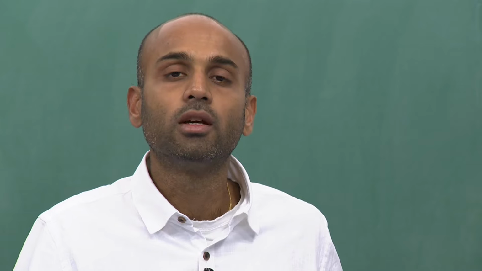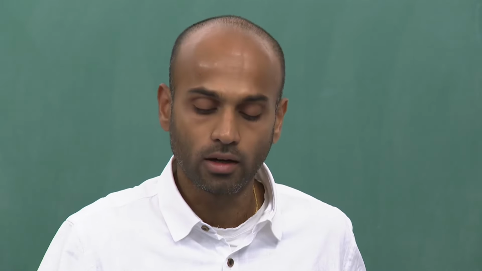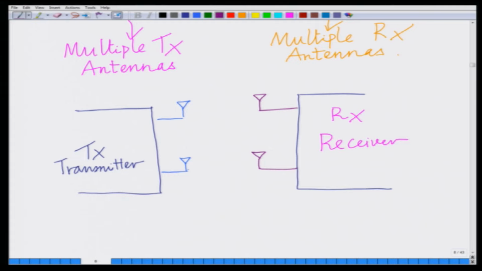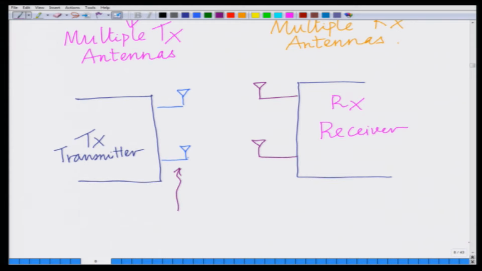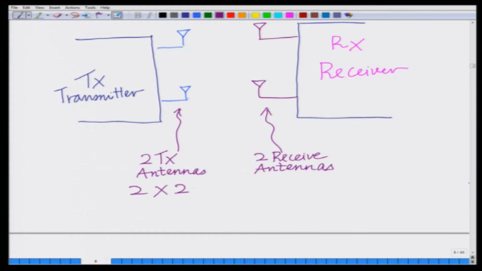So we are considering a simple MIMO system which has two transmit antennas and two receive antennas. This is known as a 2 cross 2 MIMO system. If you have R receive antennas and T transmit antennas, it is known as an R cross T MIMO system in general, right. So this is a simple example of a 2 cross 2 MIMO system, with two transmit antennas and two receive antennas.